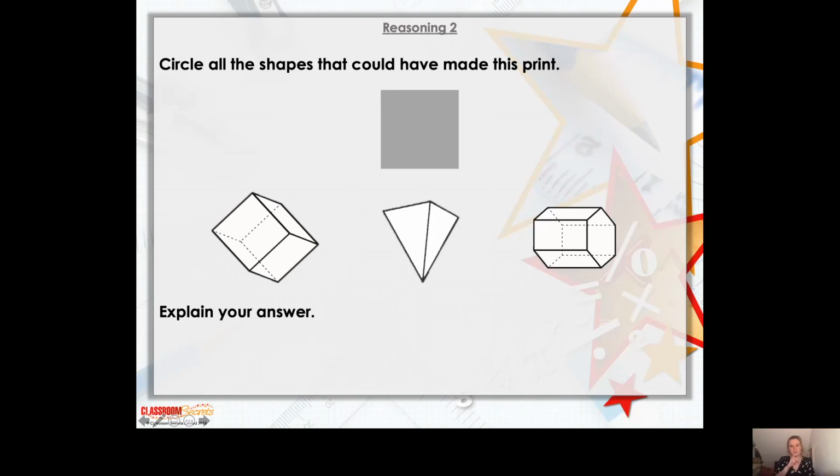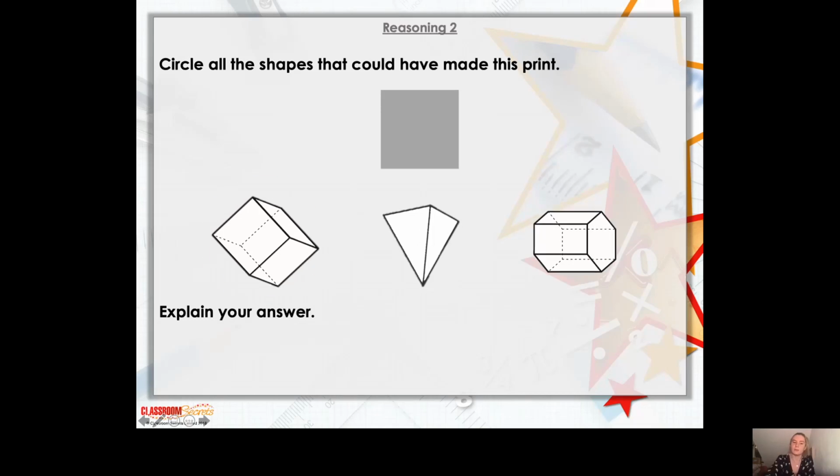Now let's have a look at our first shape here. Well, we can see our first shape is a cube, isn't it? Now what shape are the flat faces on a cube? Well, yes, they are squares, aren't they? So could our cube have made this print here? Well, yes, it could have, because our print is in the shape of a square, isn't it? So yes, we can circle that cube because it could have made that print because it has a flat face. It has 6 flat faces which are in the shape of a square.